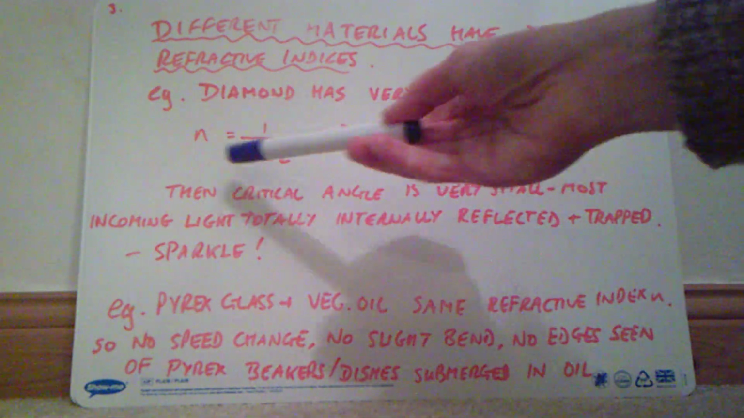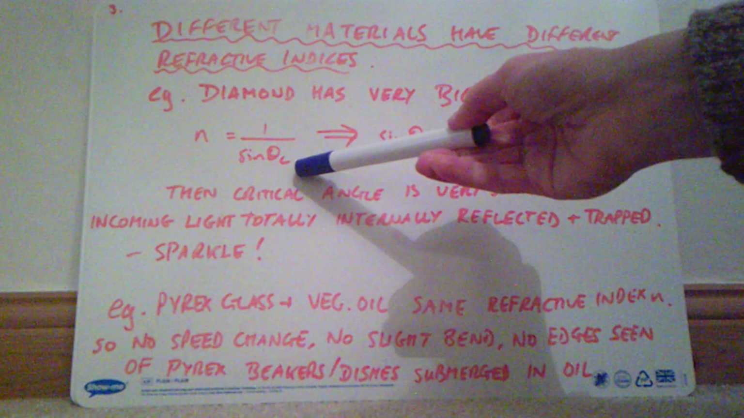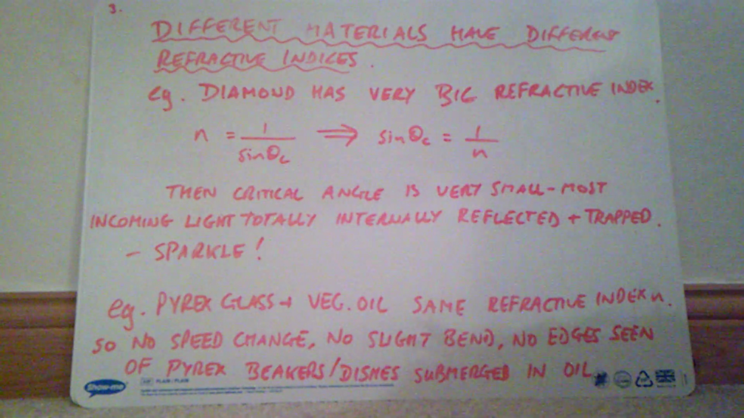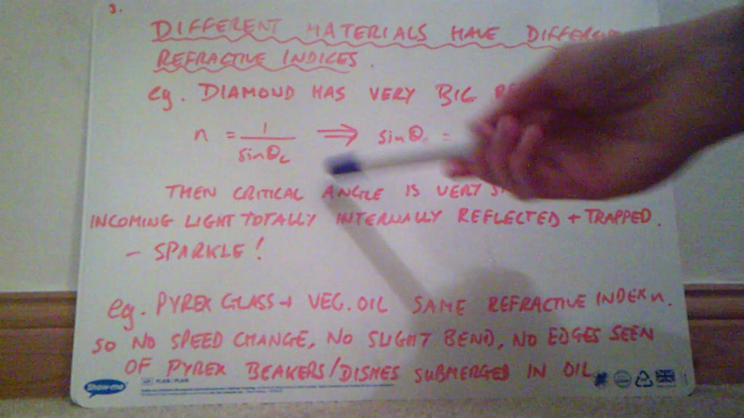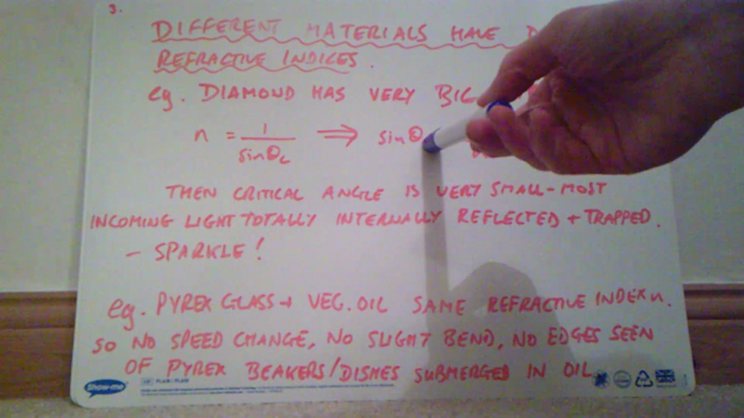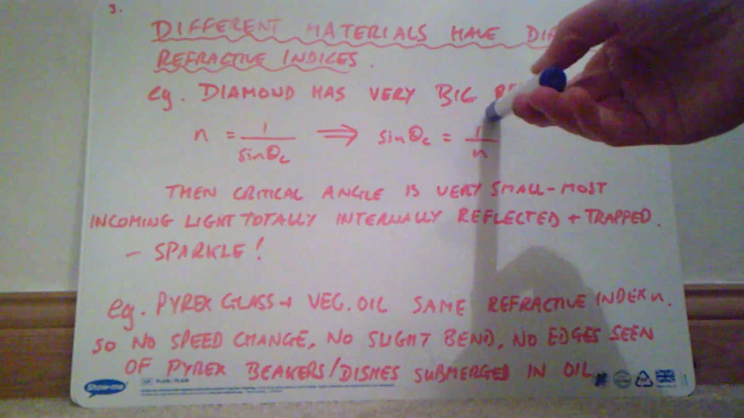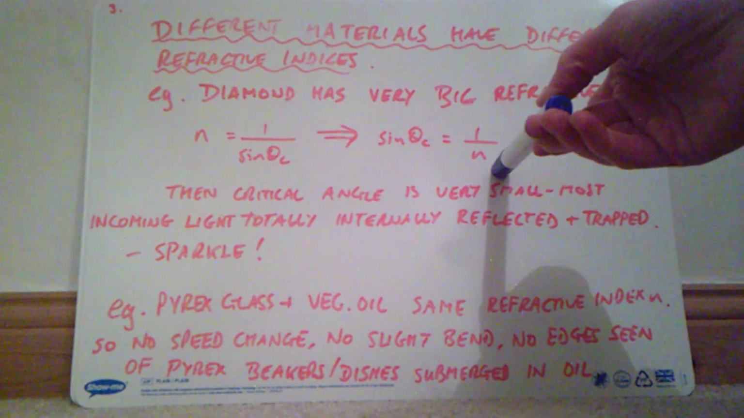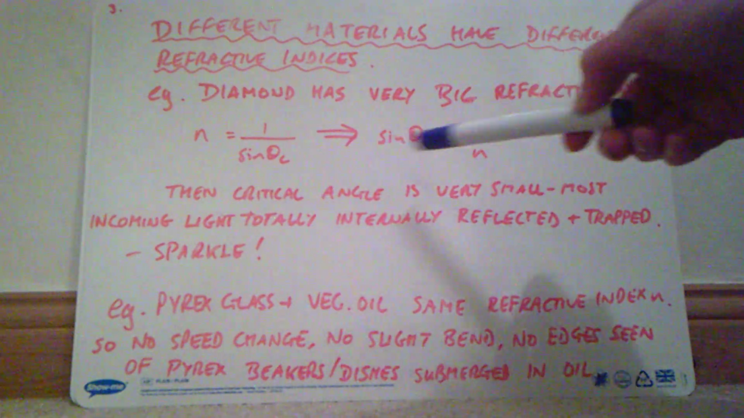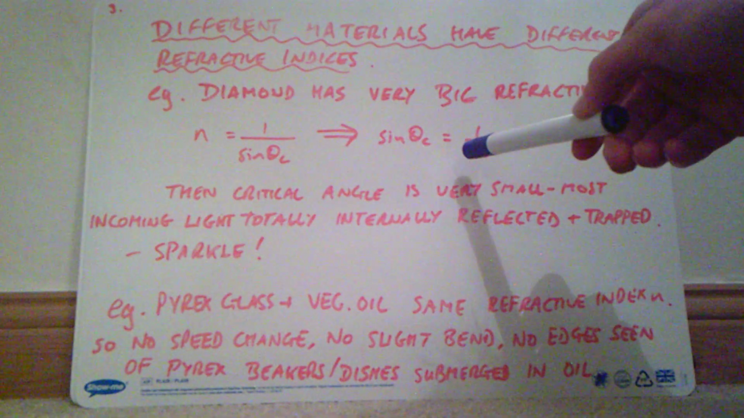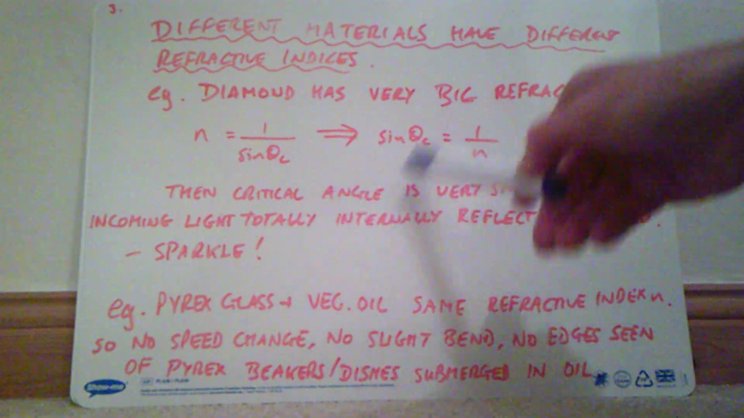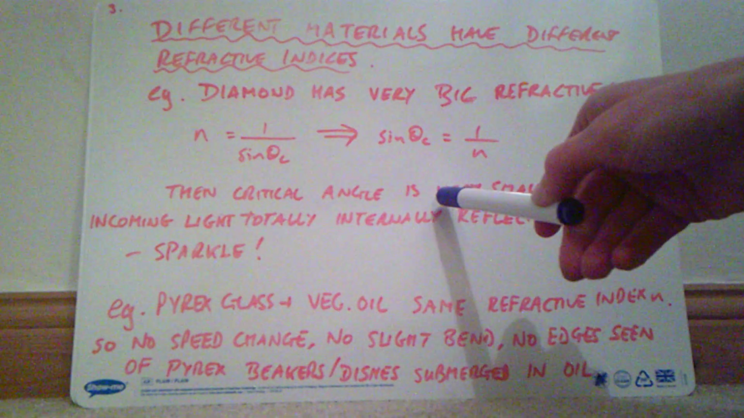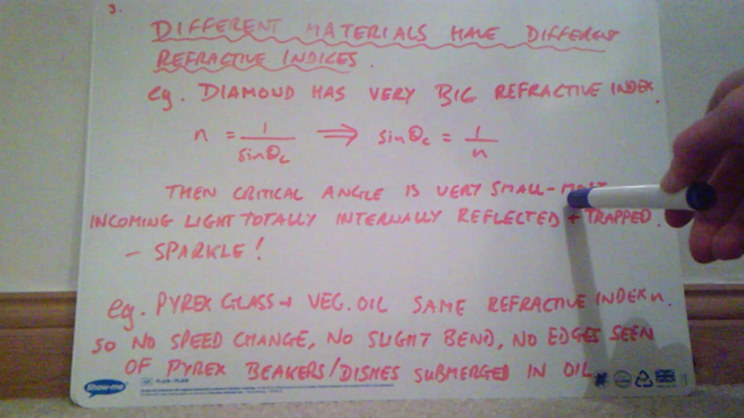If you think about the formula n equals 1 over sine theta c, hopefully you're seeing it. You can play around with the maths a bit to focus on what you're interested in. If we're interested in the critical angle, then sine theta c equals 1 over the refractive index. So if the refractive index of diamond is really very big, which it is, so n is very big, then the critical angle theta c ends up being very small.